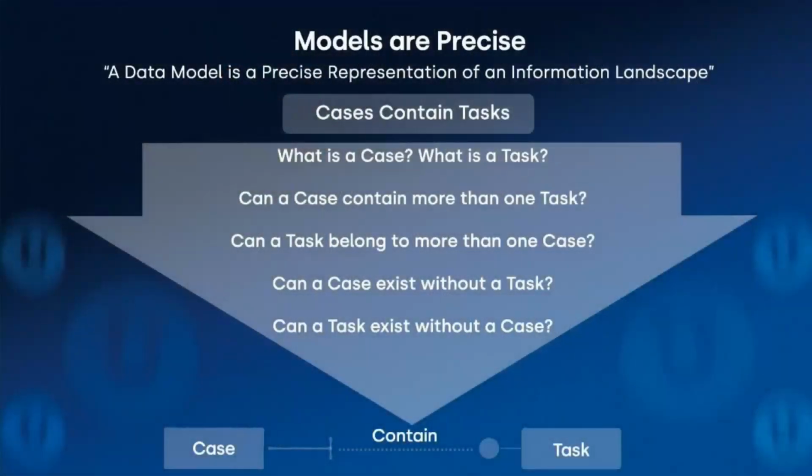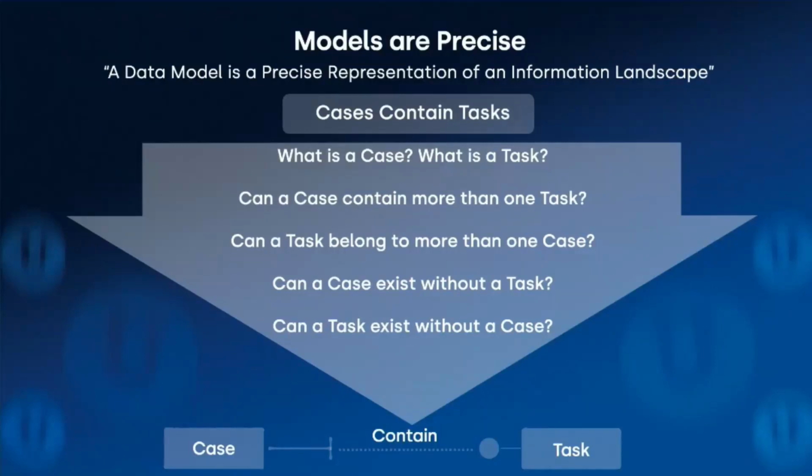Precision means that there's only one way to read anything on the model. So, for example, if we were looking at the sentence, cases contain tasks, what does that mean? You might think you know what that sentence means, and I might think I know what it means, but are we really speaking the same language?